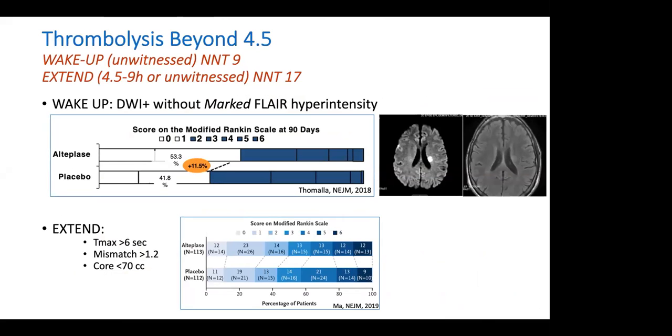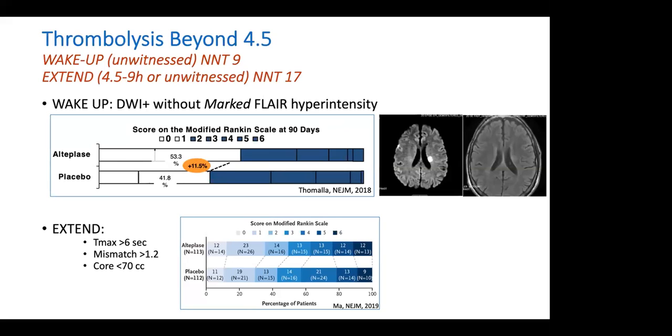In the alteplase group, 53% of them had a good outcome at 90 days. Their modified Rankin scale was within 0 to 1, meaning that they had no disability. As compared to the placebo group, only 41% had a good outcome at 90 days. So 53% versus 41%, there is quite a significant improvement at 90 days. So this trial was successful.